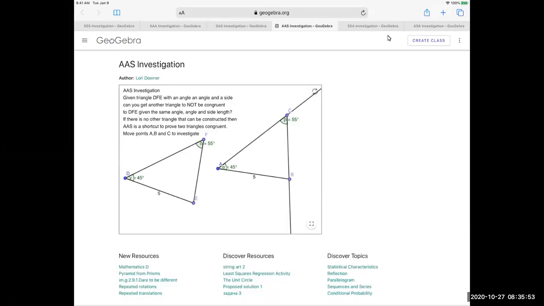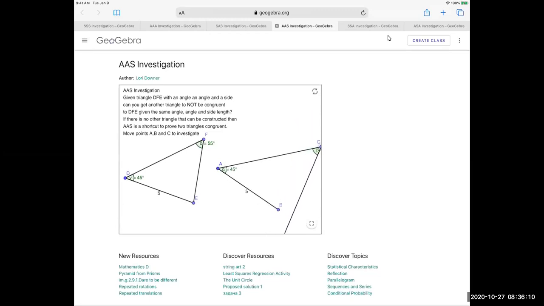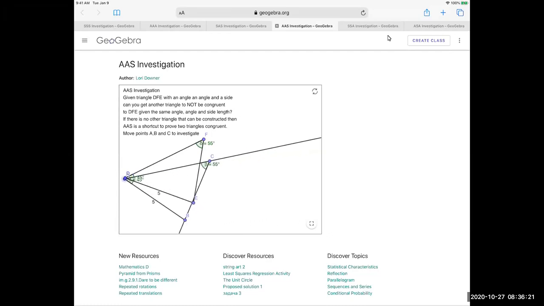What about angle, angle, side? Now notice angle, angle, side. I have a 55-degree angle, a 45-degree angle, and a side length of 5 in both triangles. So when you're moving this, see, now it's no longer a triangle though. So even though that moves, it's no longer a triangle. To make it a triangle, it's going to be congruent to the first. And you could build it right on top and see that that's true.